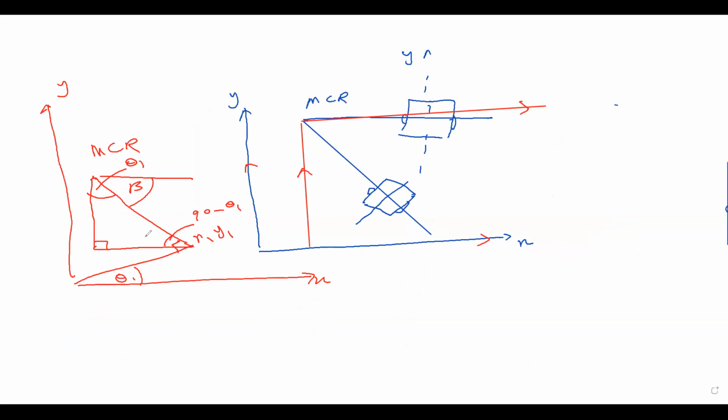So we construct a triangle. This is 90 minus theta1. This is 90. So the sum of all the angles has to be 180 for a triangle, and this becomes theta1. And at the same time, now we have to find this angle. This we know is beta. How do we find this?